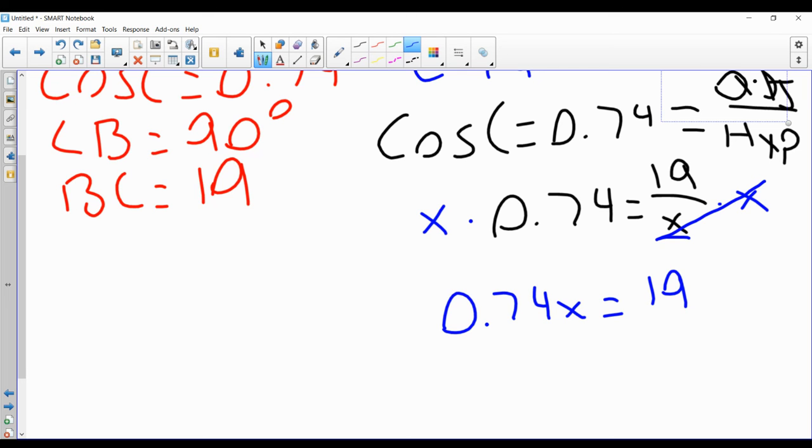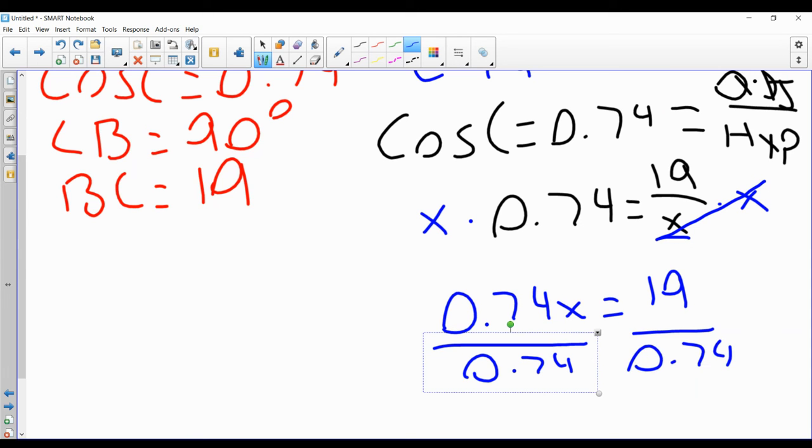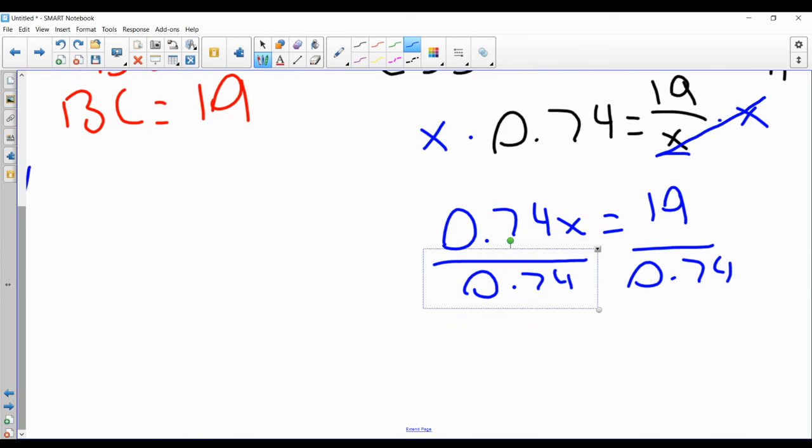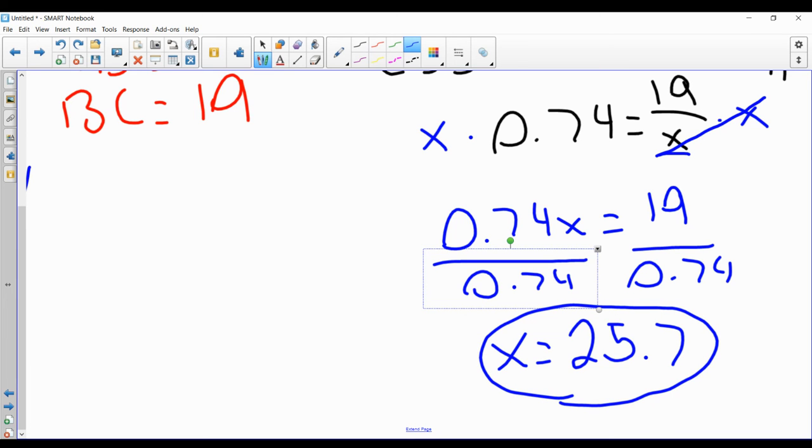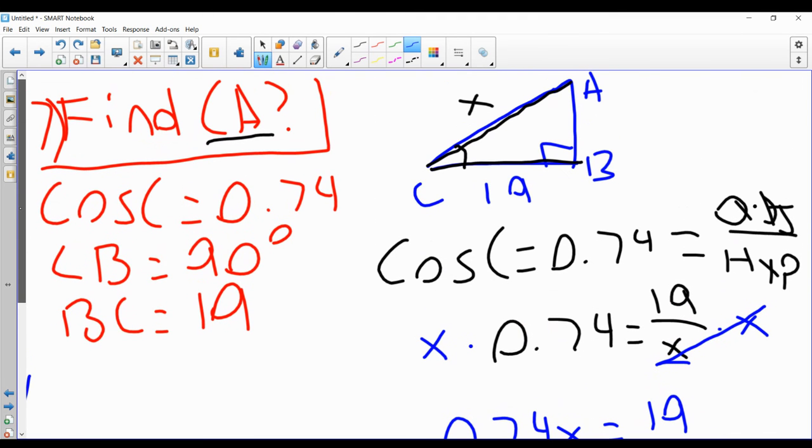From there, to get rid of the 0.74, straightforward, we just have to divide it out to give us a final answer of x has to be right around, and we can round up for this one, 25.7. Okay?